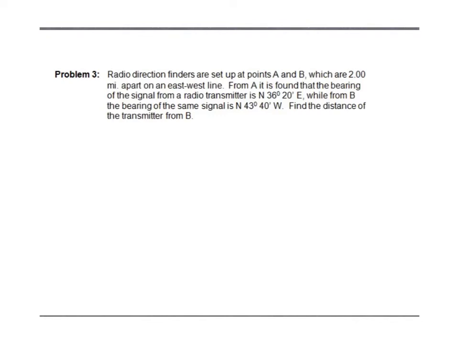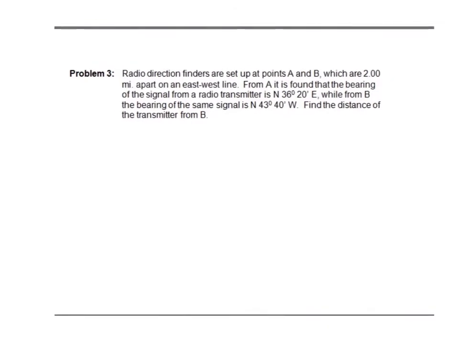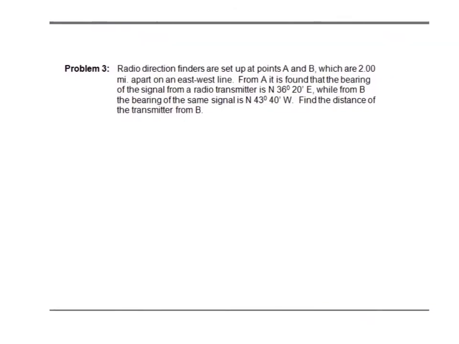Okay, problem 3. It says radio direction finders are set up at points A and B, which are 2 miles apart on an east-west line. So I'm going to draw myself an east-west line. All right, east-west line, right? So this is west and this is east. And I have radio transmitters set up at A. This is A, and this is B. Okay, 2 miles apart.